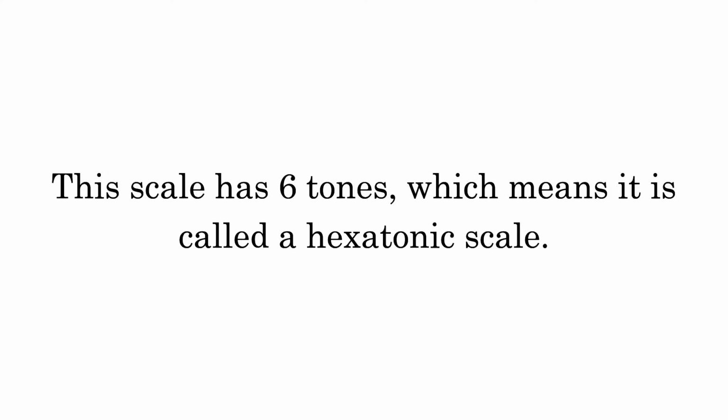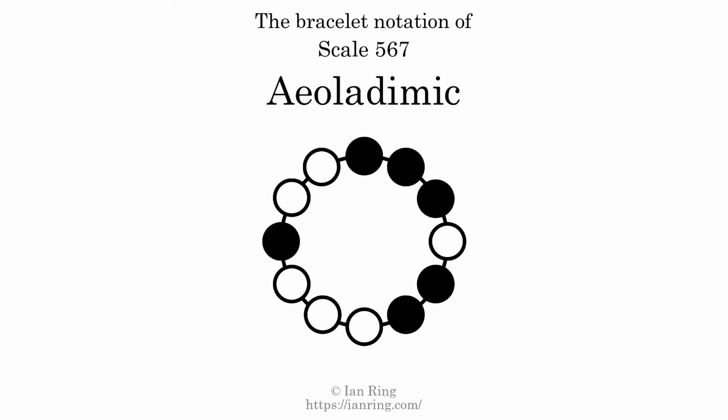This scale has 6 tones, which means it is called a hexatonic scale. This is a bracelet notation diagram of scale 567. The shaded circles represent tones that appear in the scale, and they are read clockwise, starting at the top.